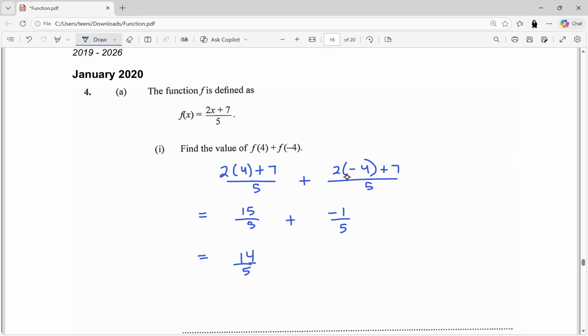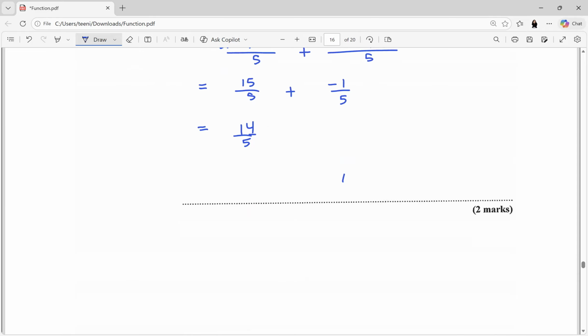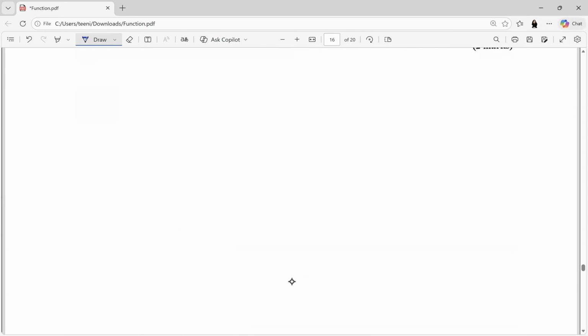14 over 5, right? 2 times 4 plus 7 divided by 5 is 3. And then 2 times negative 4 plus 7 divided by 5 is, well, minus 1/5. Sorry, it's minus. So the answer is 14 over 5.